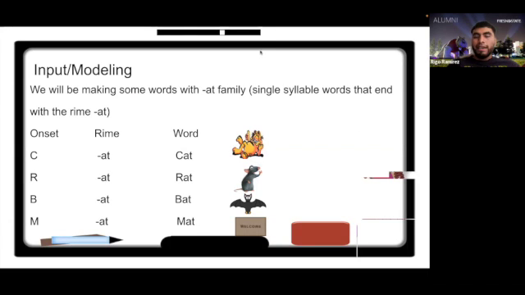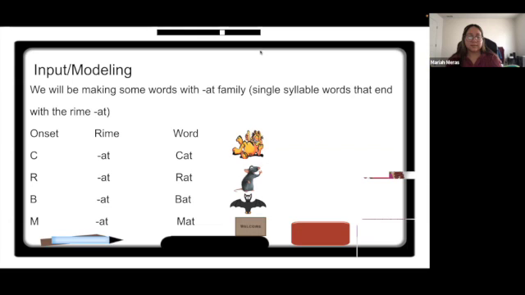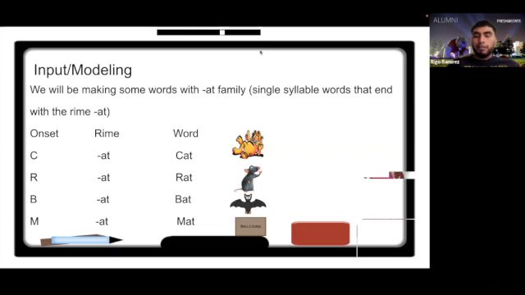Now we are going to be making some words with the at family, so words that end with at, A-T. Single syllable words that end with the rhyme at is what I mean. The first onset we have here is C, and we have the rhyme at. If we join the onset C and the rhyme at together, we get the word cat.